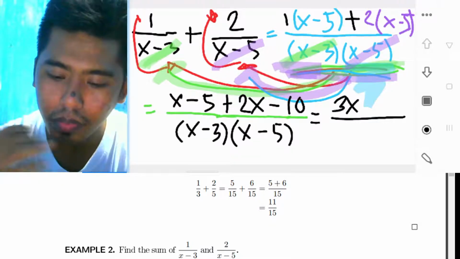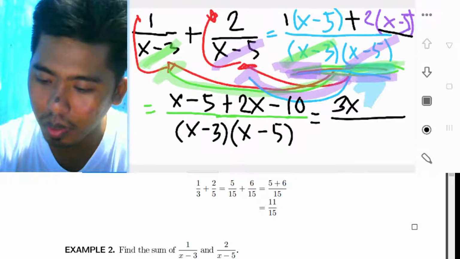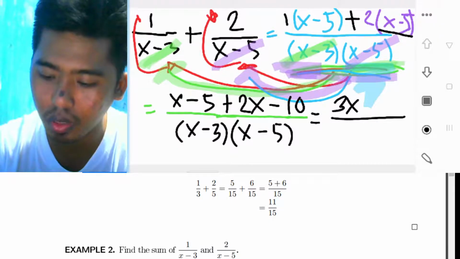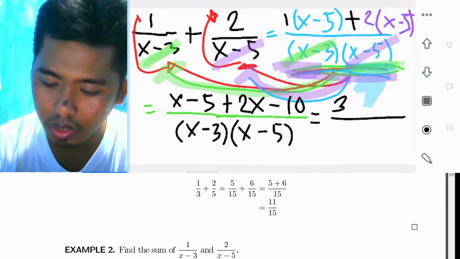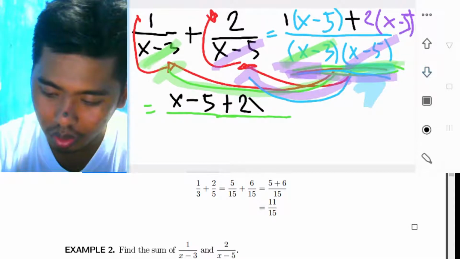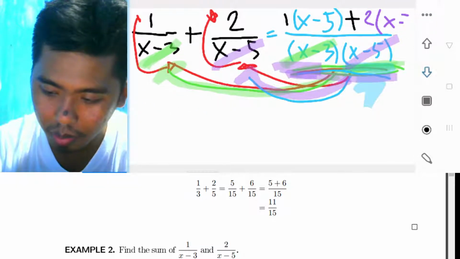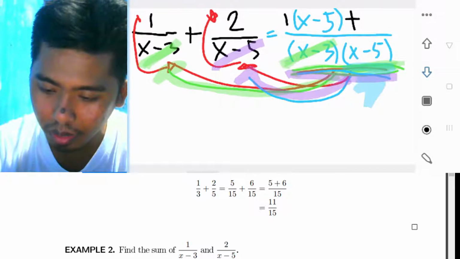Kini dili ni x minus 5 dapat. This should be x minus 3. Okay, balik ta gamay. So atong need na to mo balik gamay. So here, balik ta ani dapita.